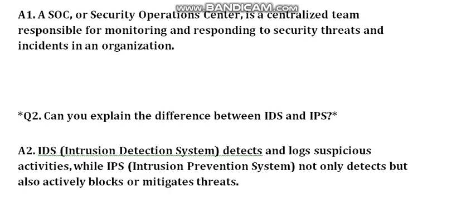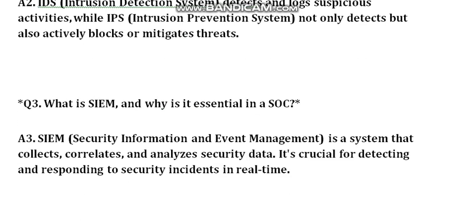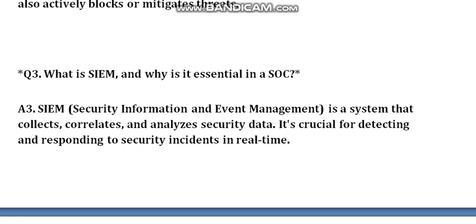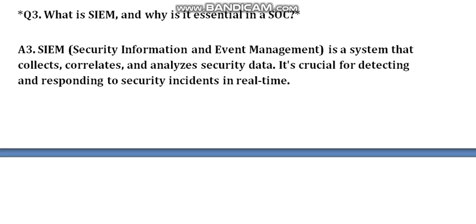Can you explain the difference between IDS and IPS? IDS, intrusion detection system, detects and logs suspicious activities, while IPS, intrusion prevention system, not only detects but also actively blocks or mitigates the threat. What is SIEM and why is it essential in a SOC? SIEM, Security Information and Event Management, is a system that collects, correlates, and analyzes security data. It's crucial for detecting and responding to security incidents in real time.